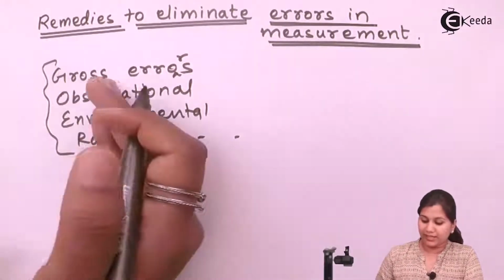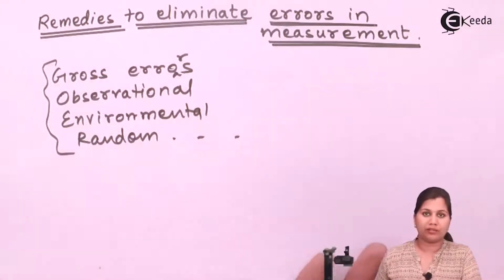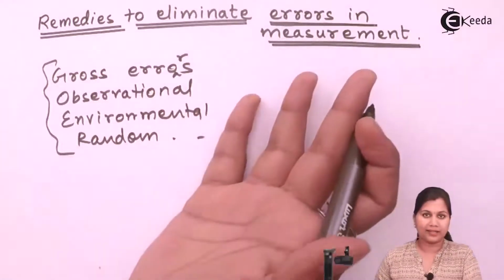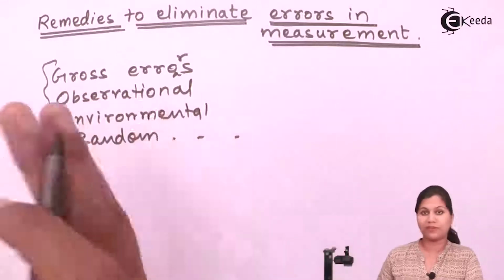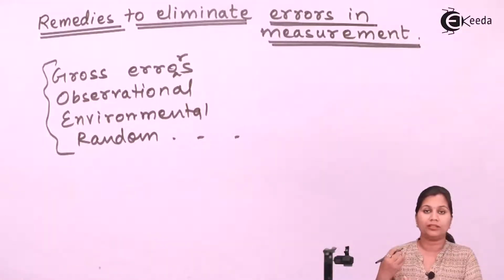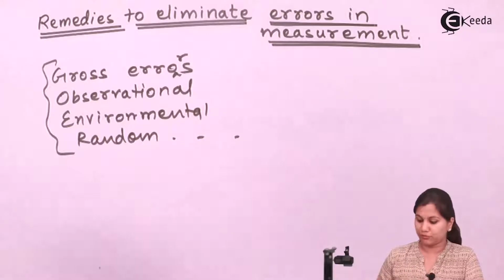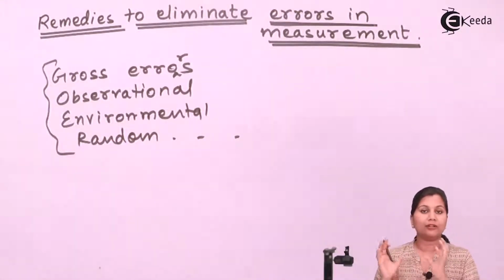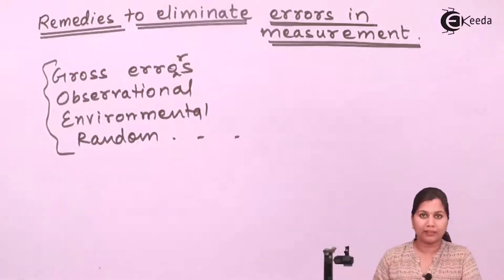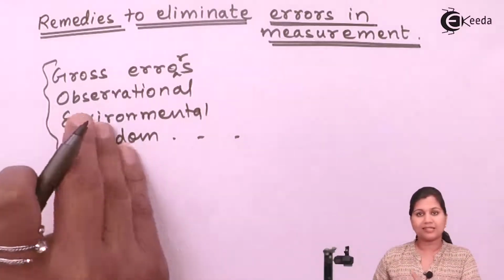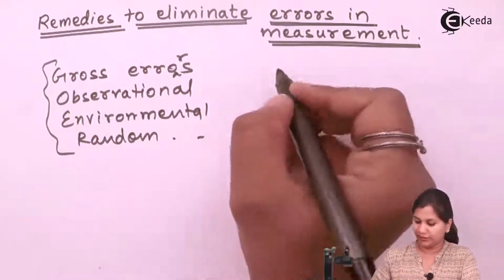Now these errors arise due to different reasons. Observational errors are due to errors in the observation by the observer. If the observer has made any mistake while doing the measurement, then observational errors can occur. Environmental errors occur due to changes in the environmental conditions.